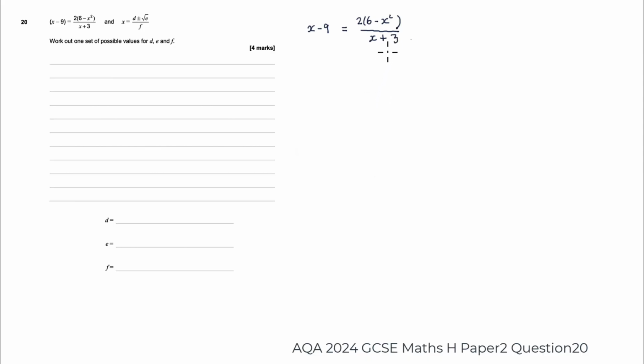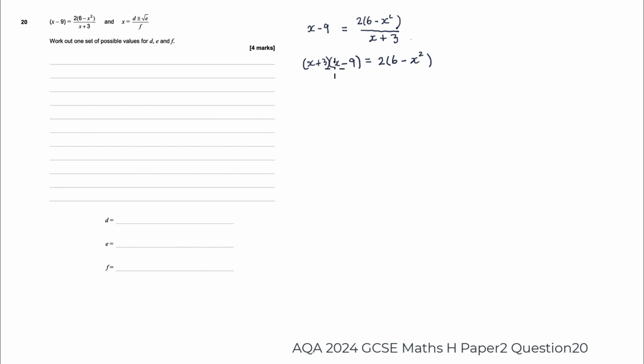So I think the first move would be to get rid of that fraction, and we can do that by doing the opposite of dividing by x plus 3. We'll multiply both sides by x plus 3. So the whole of the left hand side will multiply, that's the x minus 9. We'll multiply that by x plus 3, and when I multiply the right hand side by x plus 3, that denominator just becomes 1. So we've got 2 lots of 6 minus x squared.